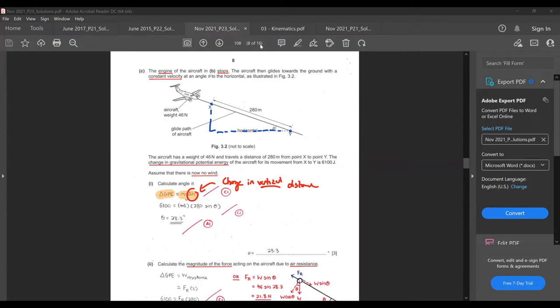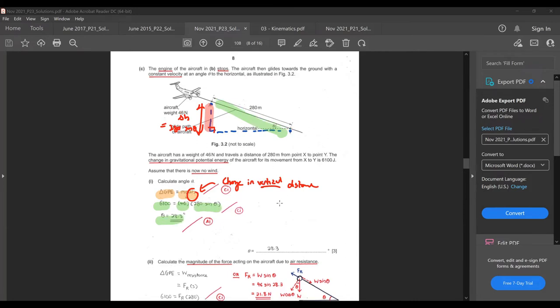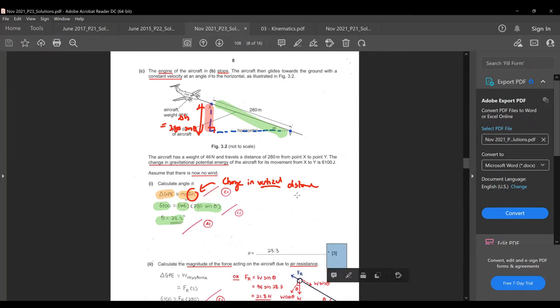This one here would be my change in H, which so happens to be 280 sine theta. Because you see, this one is forming a right angle triangle. This particular length is 280 sine theta. This part here, the diagonal length, is 280. The vertical length will be 280 sine theta. So this one will become 6,100 equals 46 times 280 sine theta, giving you theta as 28.3 degrees. Okay, so this is pretty straightforward for 3 marks.